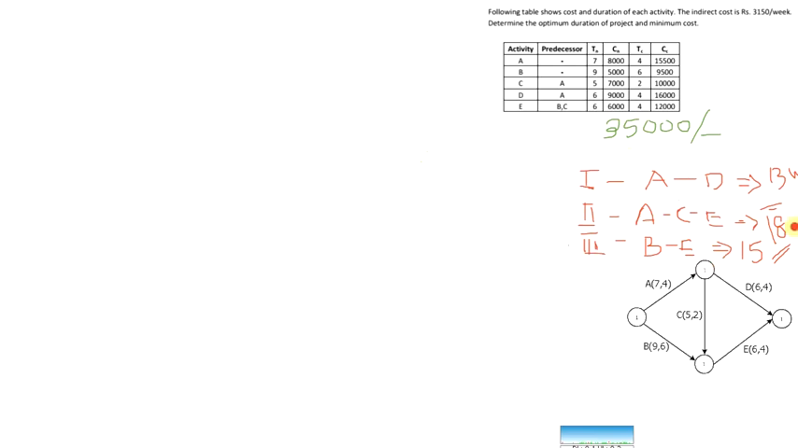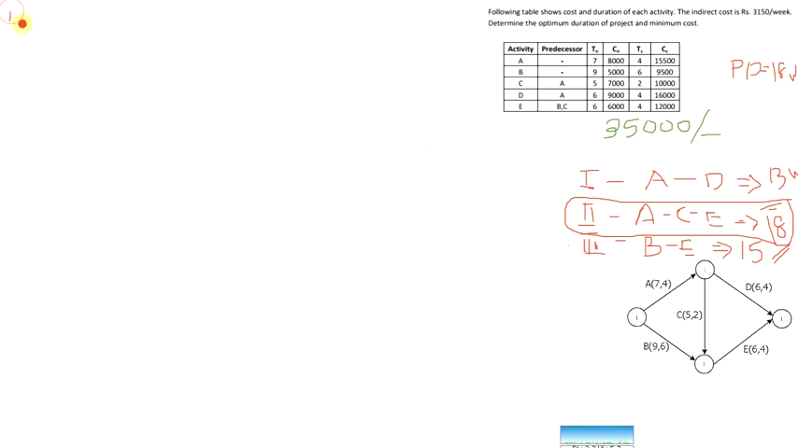So out of these three paths, the longest one is the second one, that is ACE, and the project duration is 18 weeks. Okay, so the project duration is 18 weeks. Clear? Therefore, what will be the total cost?